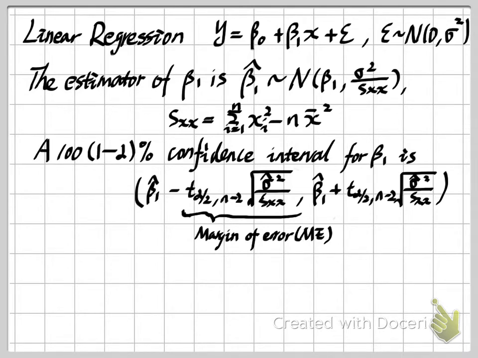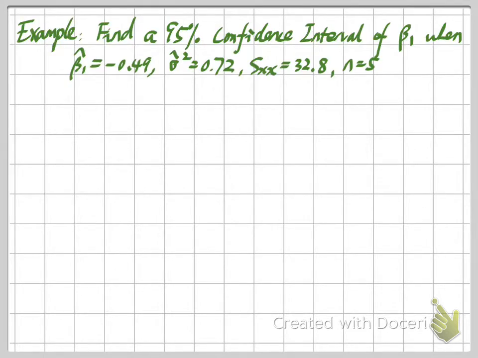Now let's work on an example to see how we can use this formula to compute the confidence interval or ME. Here the question is: find a 95% confidence interval for our beta 1.